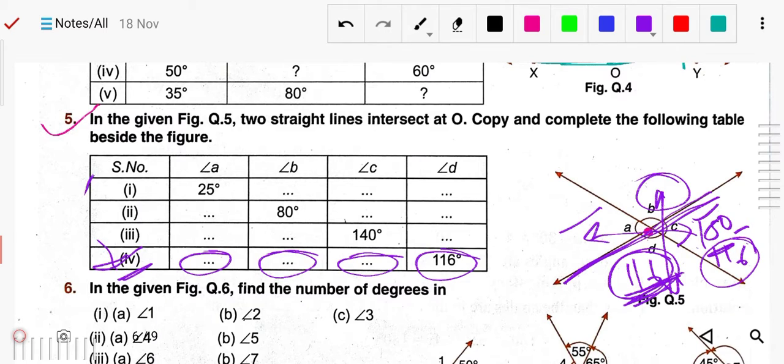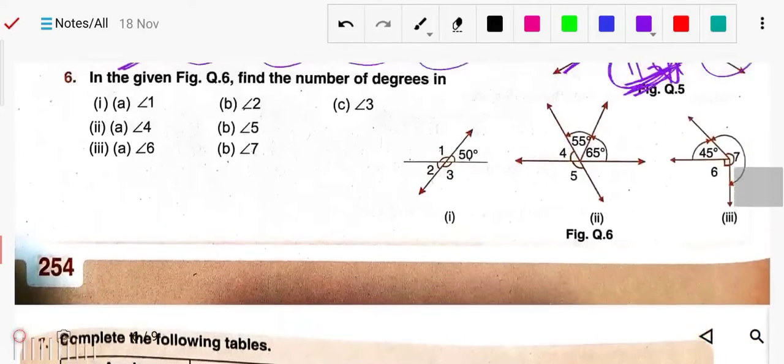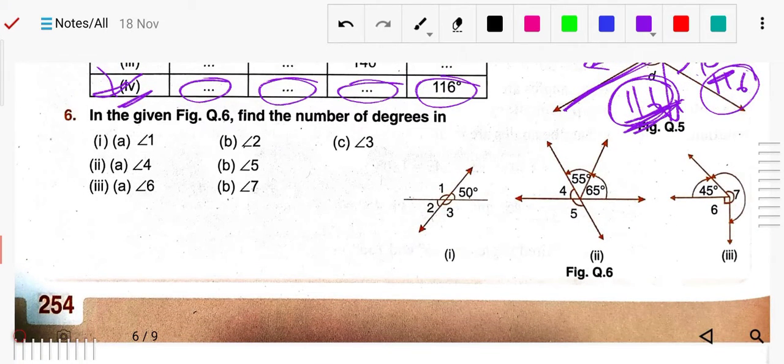Now number 6 we will do. See number 6 in the figure. Question number 6, find the number of degrees. So we have to find the value of angle 1, angle 2 and angle 3. One by one we will find. Let's solve the first one using the same concept. What is the concept to find angle 1?